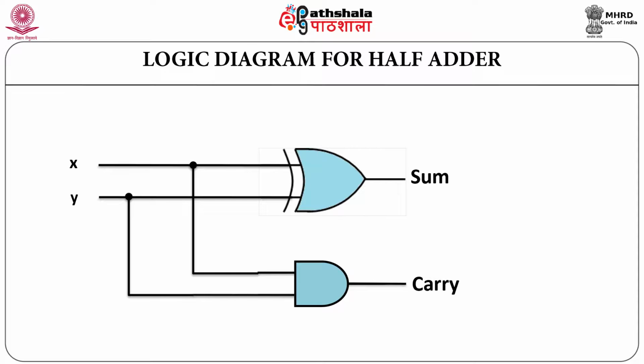Normally, when the addition is carried out, sometimes you need to add 3 bits. So, if you can add 3 bits by an adder, then it can be called the full adder.